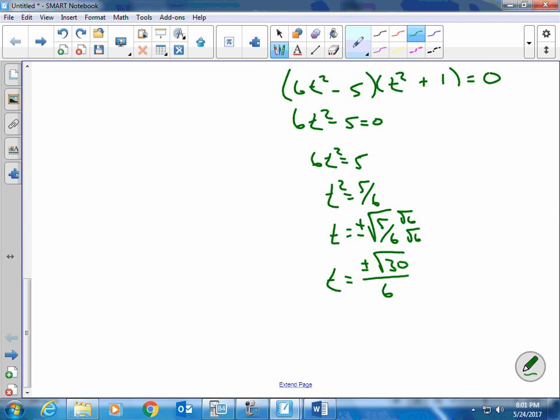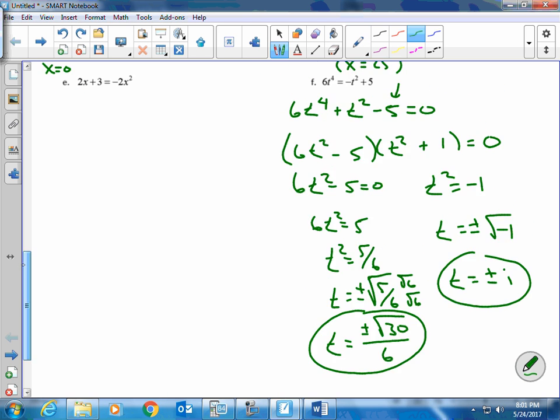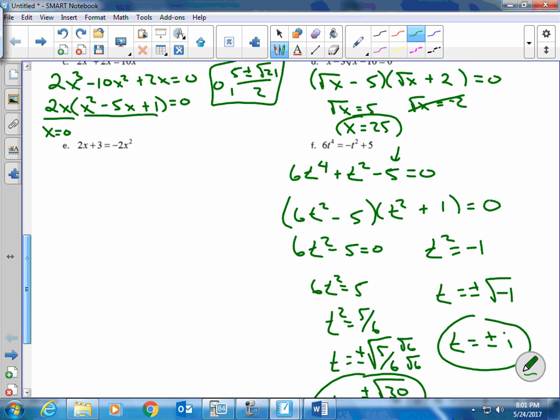Okay? Over here, t squared has to equal a negative 1. And so t equals plus or minus the square root of a negative 1. And so t equals, by definition, plus or minus i. So there's my 4 answers. 2 here and 2 there. All right, jump back to E.